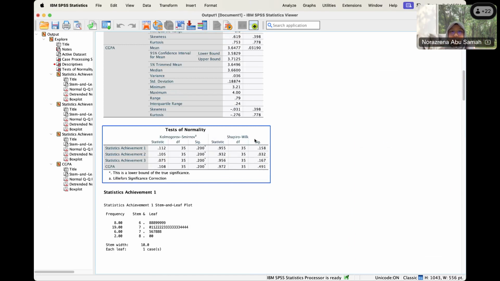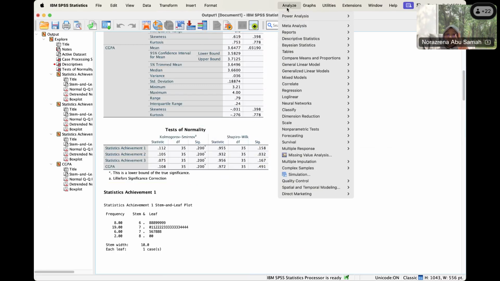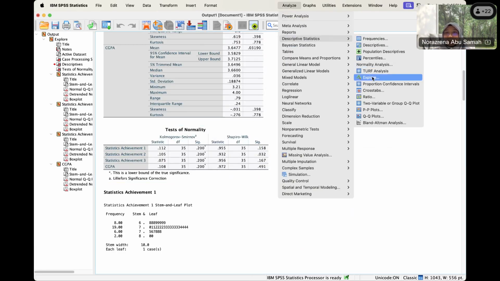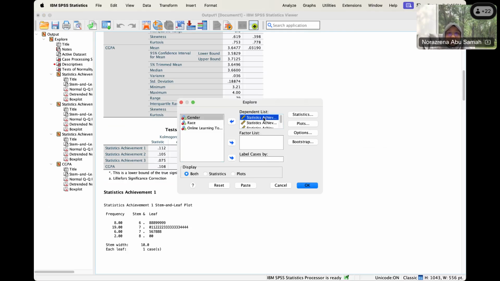However, remember that if you want to run the analysis and you want to compare between two groups, let's say with this descriptive statistic, I want to compare the post-test between gender. I cannot use that normality test. It's wrong. Because if I say that I want to compare between gender, I must factor them into gender first. See, factor list: gender. If I want to compare based on race, I need to put race in the factor list first. That's how we do that.